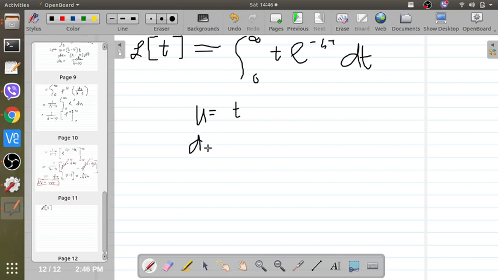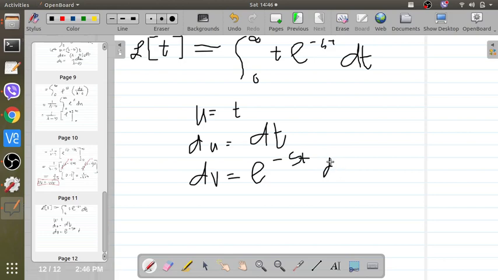And dv is equal to e raised to the power of negative st dt, then v is equal to negative 1 over s e raised to the power of negative s t.